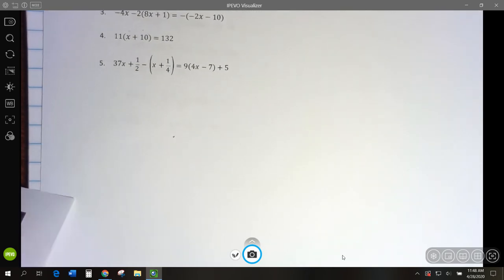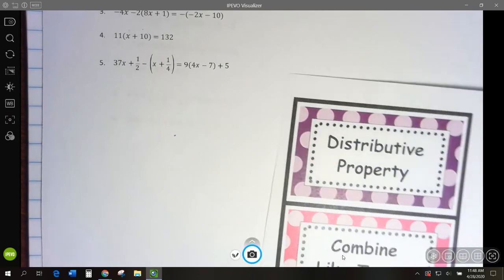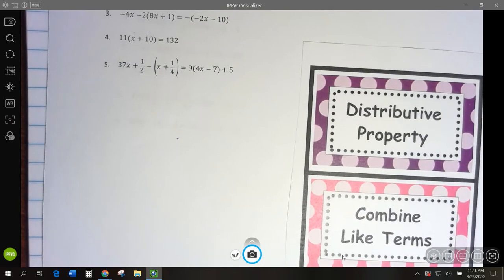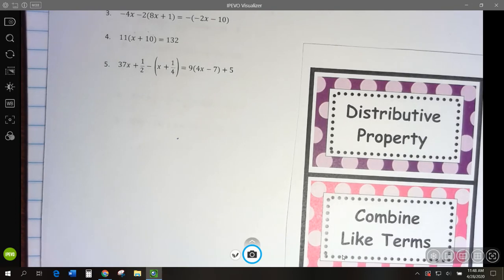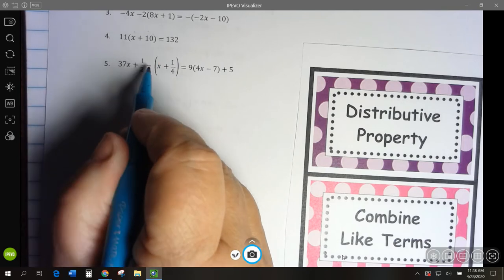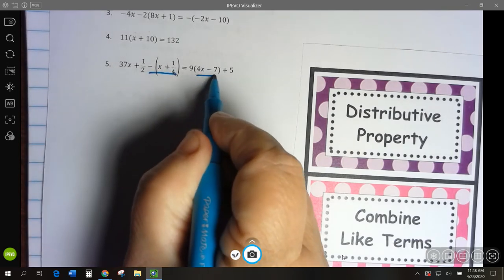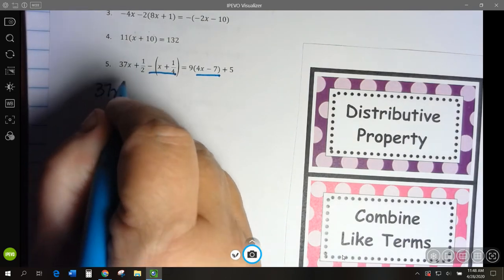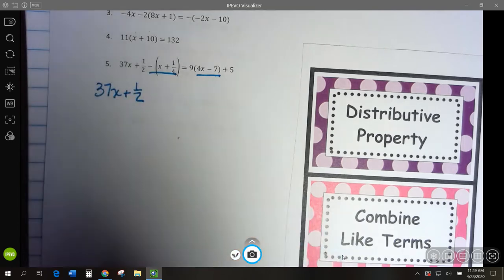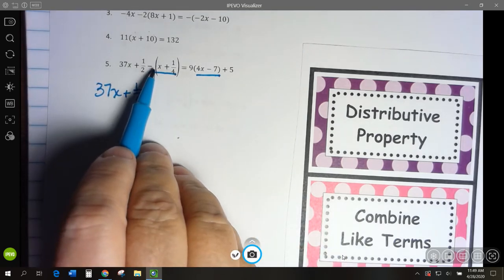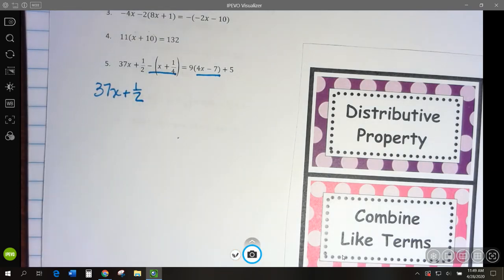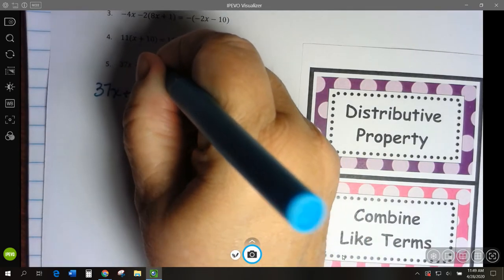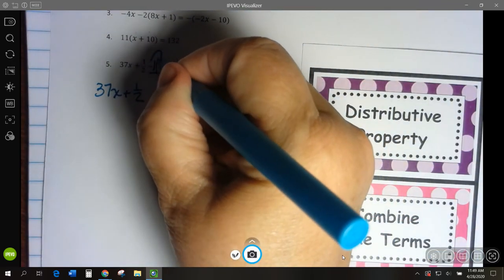Number 5. Oh boy, we got some fractions. Don't panic. We'll do just fine. Just follow along with our steps. First is our distributive property. So, looking at the distributive property, we have distributive property here and here. So we can bring down the 37x plus the 1/2. And now let's distribute. What's this number here? Negative what? It's invisible. Remember, it's that invisible 1. So we got a negative 1 times x.